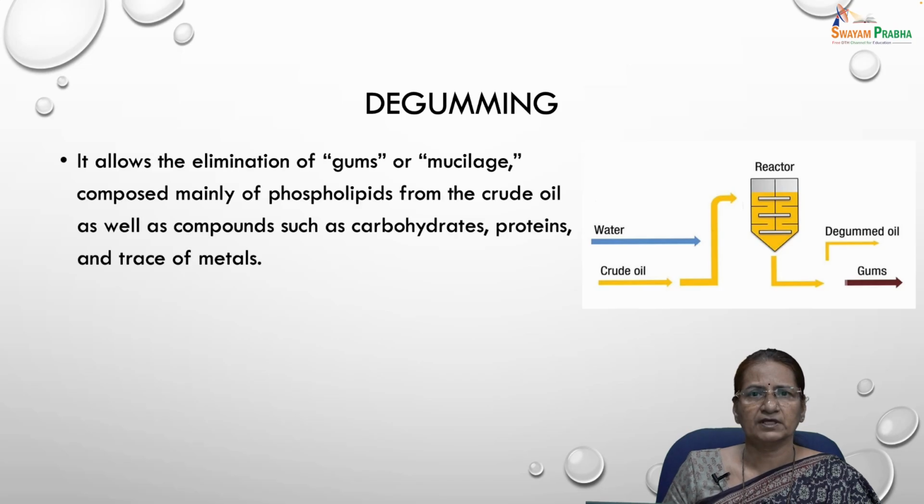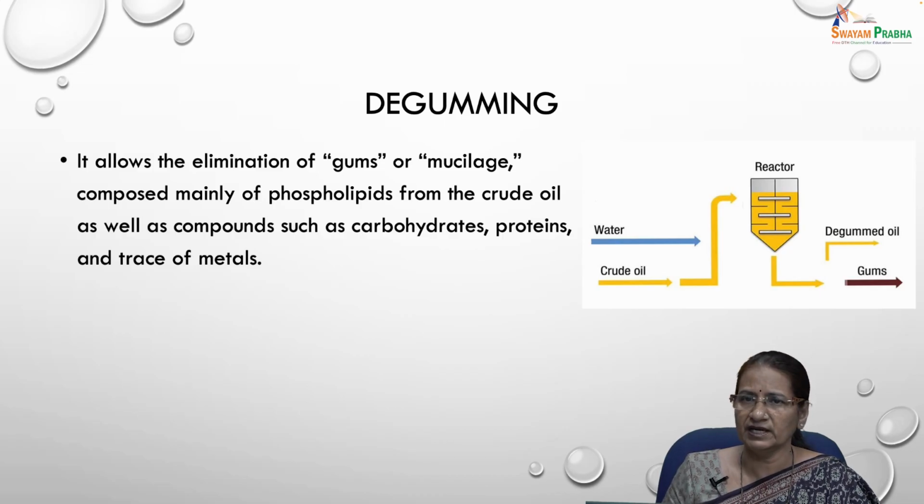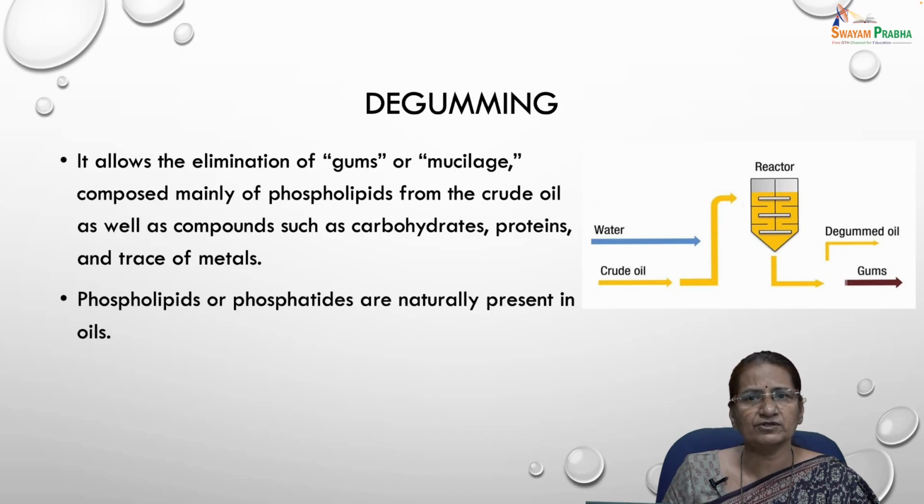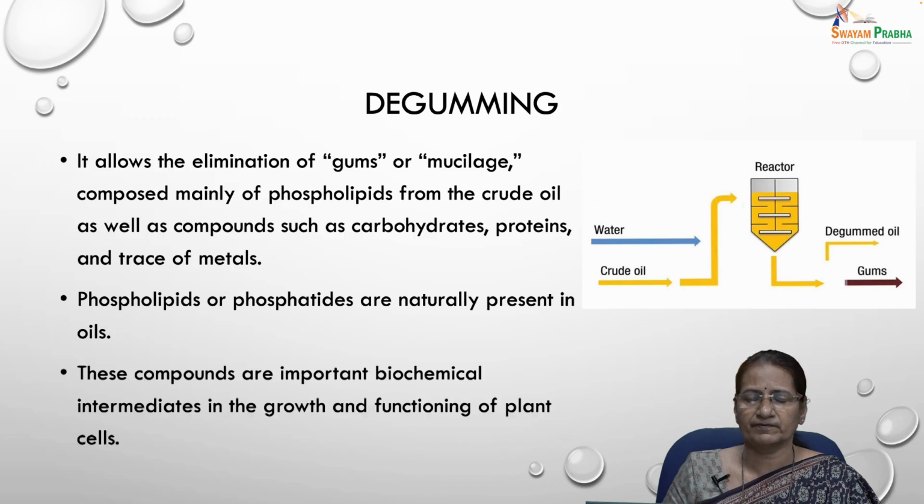Degumming allows the elimination of gums or mucilage, composed mainly of phospholipids, from the crude oil, as well as compounds such as carbohydrates, proteins and traces of metals. Phospholipids or phosphatides are naturally present in oils. These compounds are important biological intermediates in the growth and functioning of plant cells.